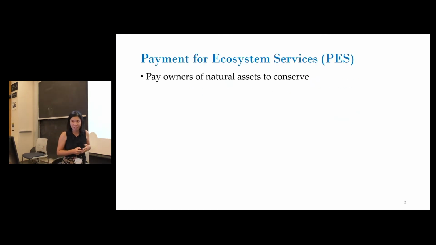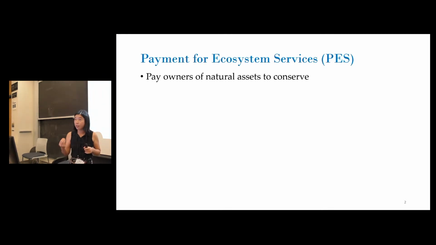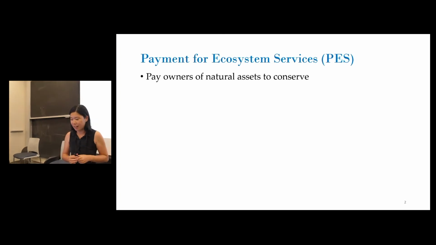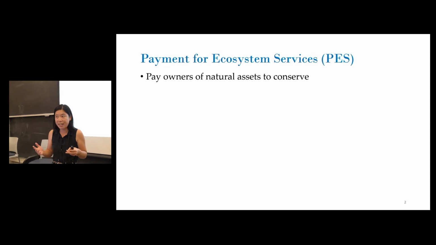Okay. So the application we're going to look at today is something called payment for ecosystem services. And the idea here is we're going to pay owners of natural assets to conserve those assets. And by we, you should think of, for example, an NGO or a local government or a national government and some kind of government program that's paying these people.